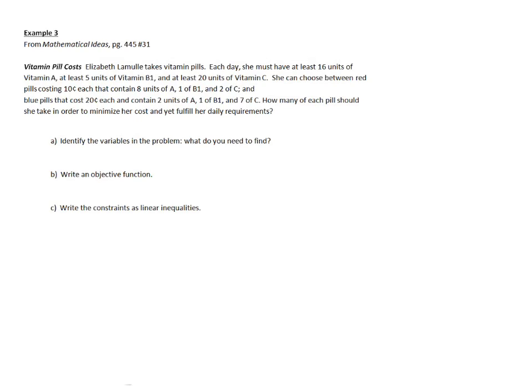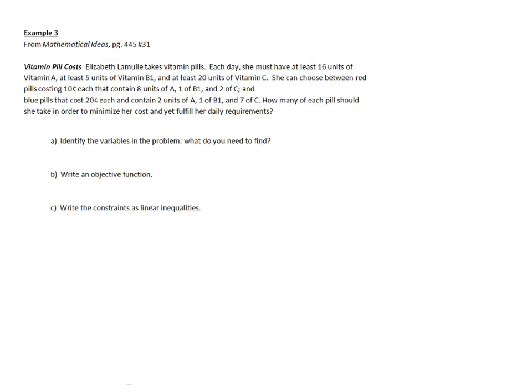Okay, so to start out with, let's read the problem and then try to begin with identifying the variables and then going through the rest of our steps. All right, so Elizabeth Lamel takes vitamin pills. Each day she must have at least 16 units of vitamin A, at least 5 units of vitamin B1, and at least 20 units of vitamin C.